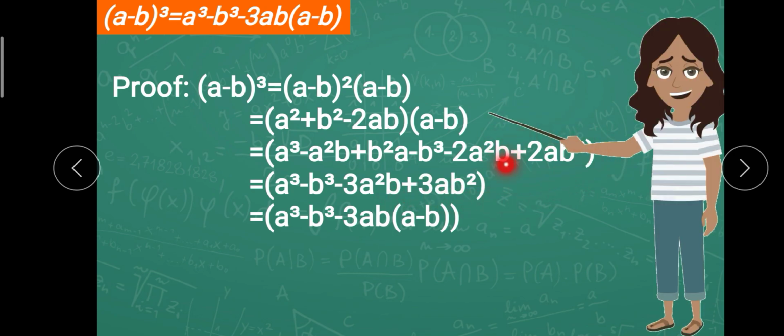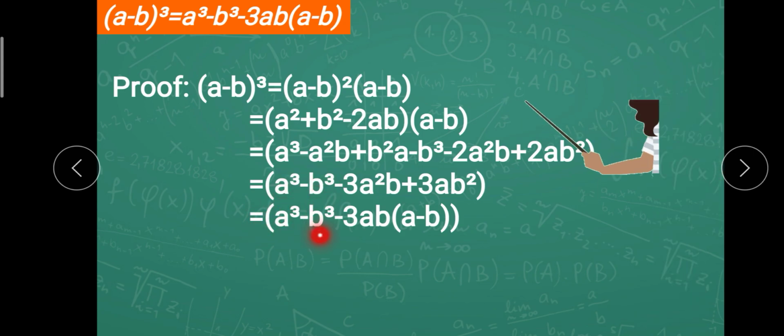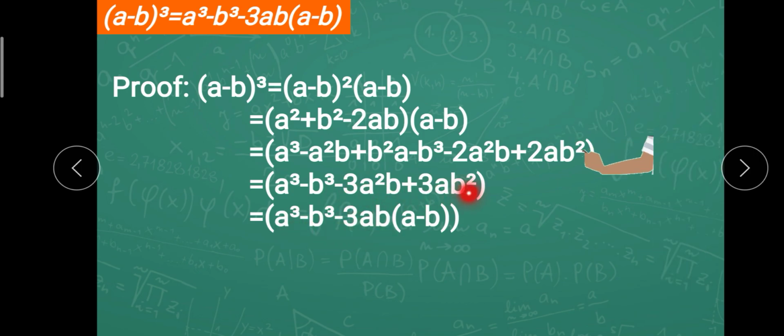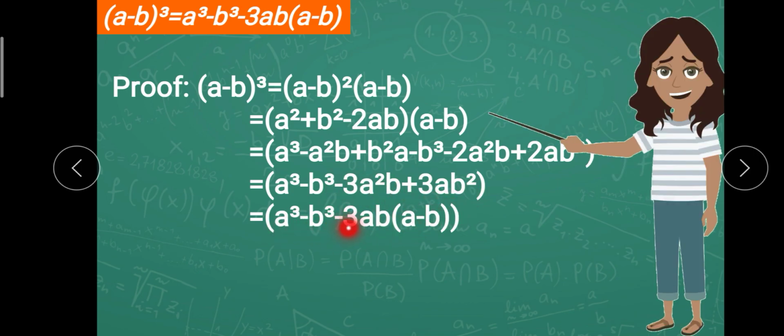So it's simply algebra, you can add the similar terms. And then we have a cube minus b cube. Now taking common minus 3ab from these two terms, so after taking common minus 3ab from these two terms, what we get? A cube minus b cube minus 3ab bracket a minus b.